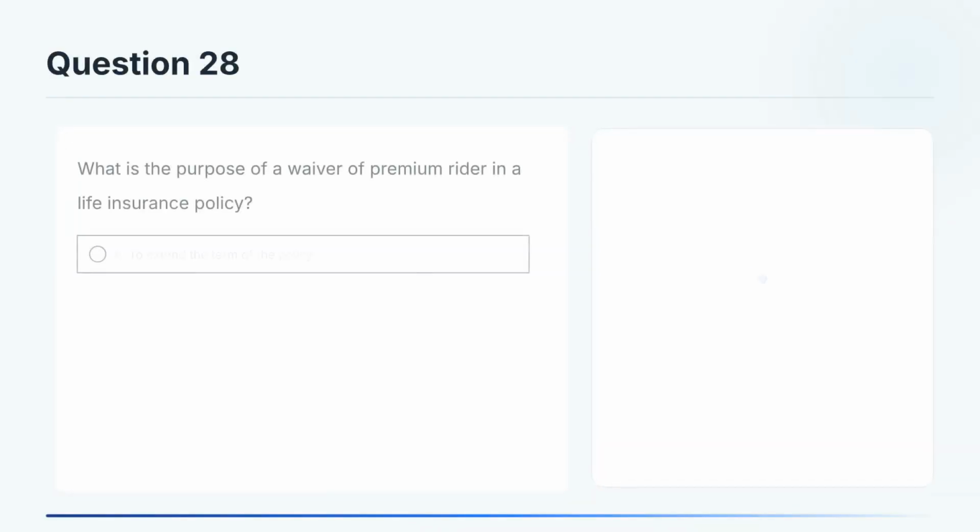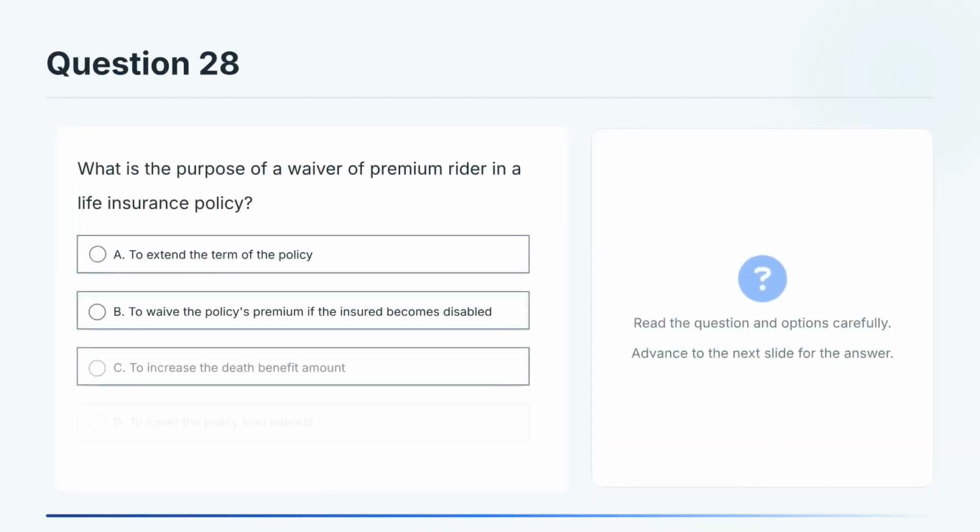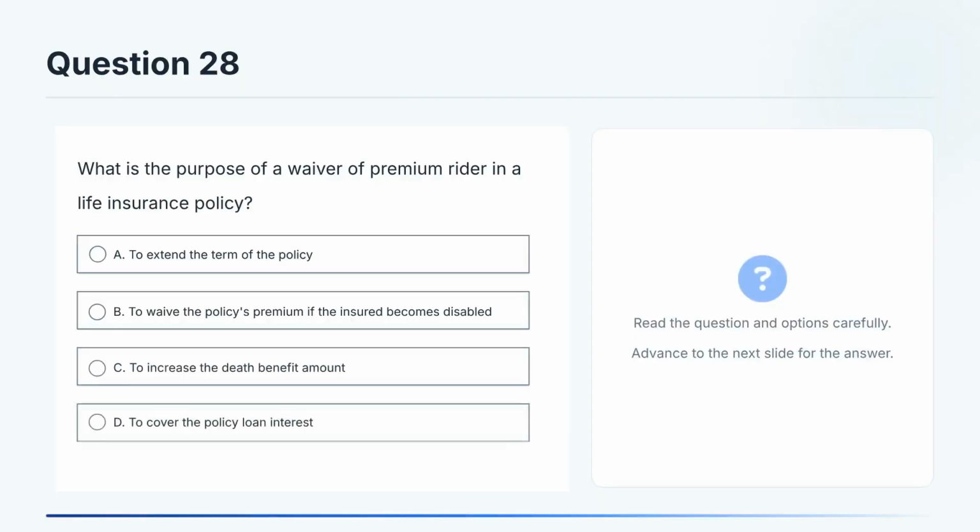Question 28. What is the purpose of a waiver of premium rider in a life insurance policy? A. To extend the term of the policy. B. To waive the policy's premium if the insured becomes disabled. C. To increase the death benefit amount. D. To cover the policy loan interest.